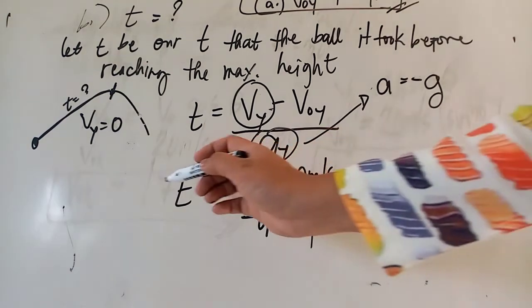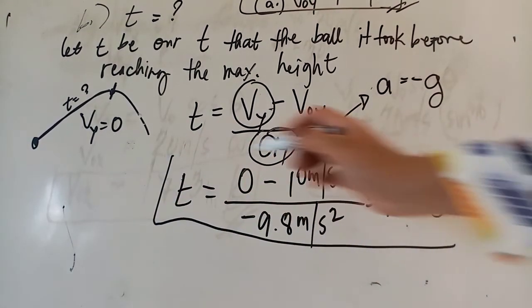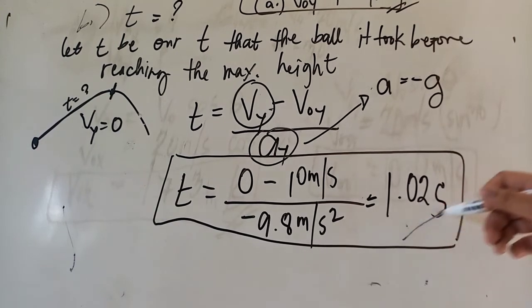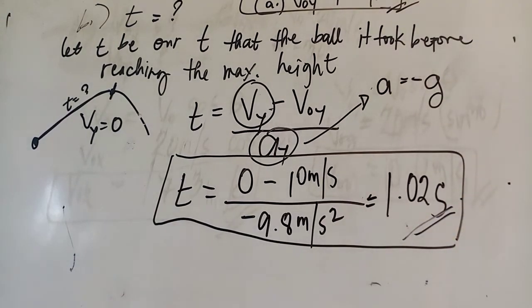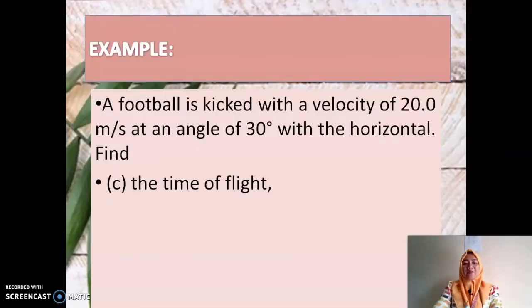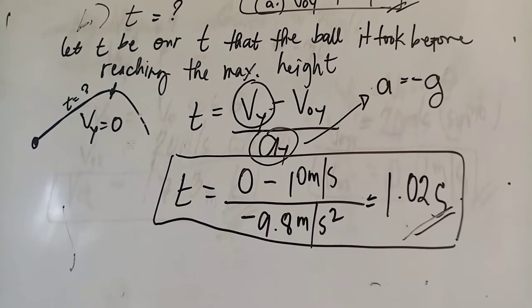So our t, or the time that the ball took before reaching the maximum height from the initial position, is equal to 1.02 seconds.